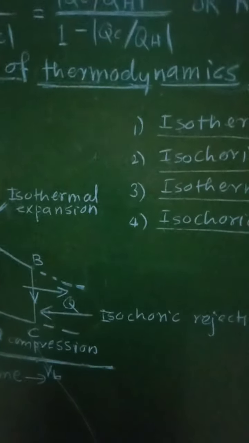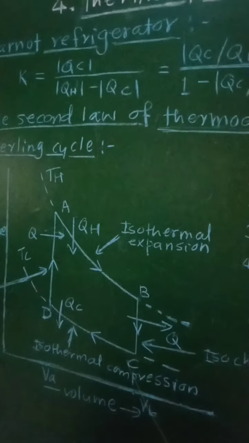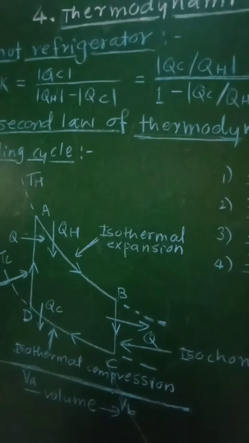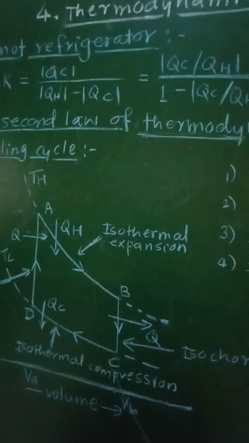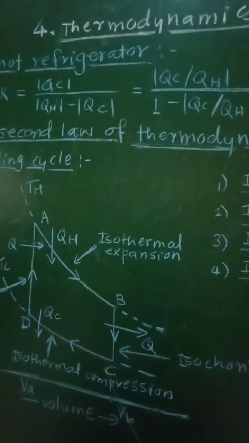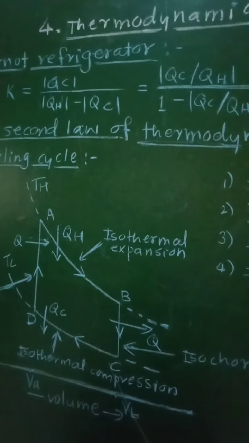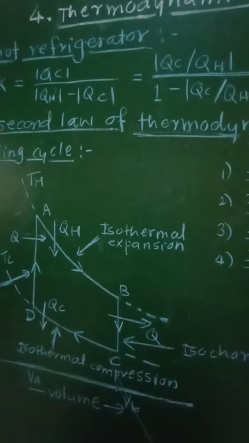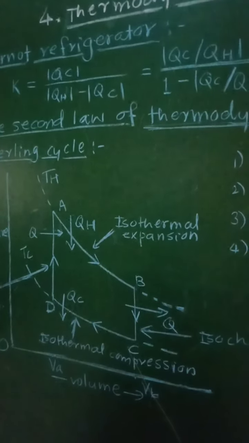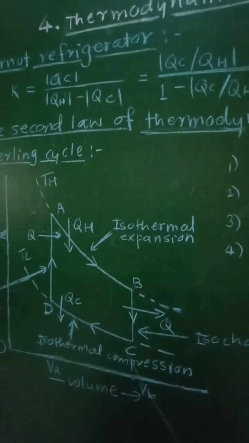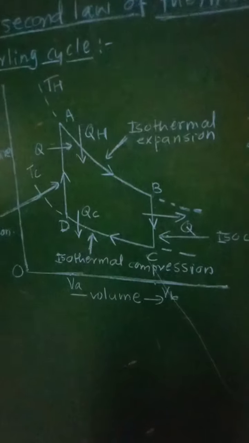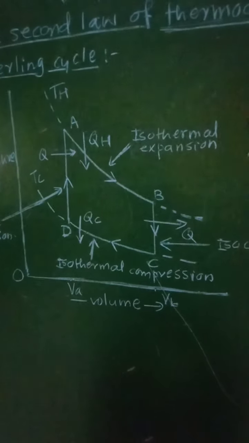So let us now see these four processes in detail, which take place in this cycle. In this case, temperature TH will be at the absorption and temperature TC will be at the rejection. These two temperatures, TH and TC, will be constant for these two different processes.